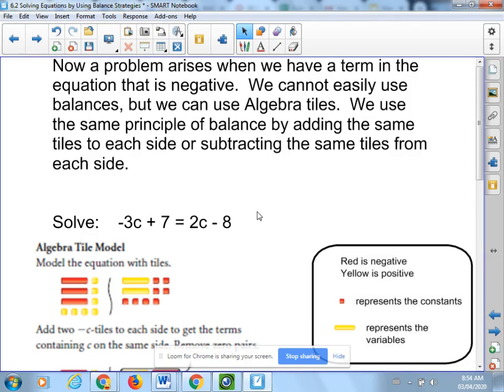and white and red. In your textbook they are yellow and red, so these are the ones that I put in for this example. So we use the same principle of balance by adding the same tiles to each side or subtracting the same tiles from each side.